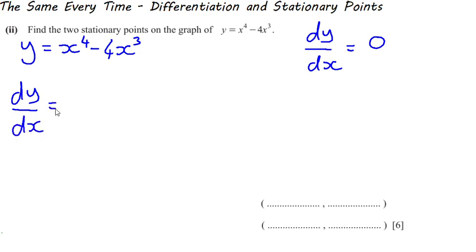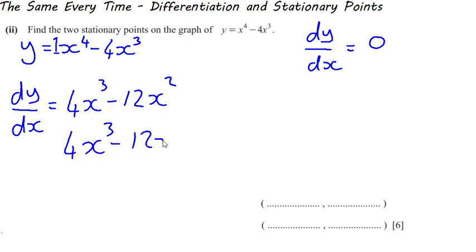So we multiply by the power and take away 1 from the power. So basically, that's a 1, isn't it? So 1 times 4 is 4, and take away 1 from the power, 4x cubed. Negative 4 times the power, negative 12, x to the power 2. Now we have to put the dy by dx equal to 0.